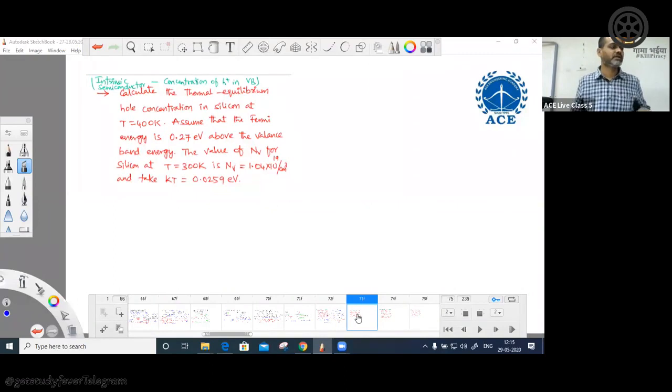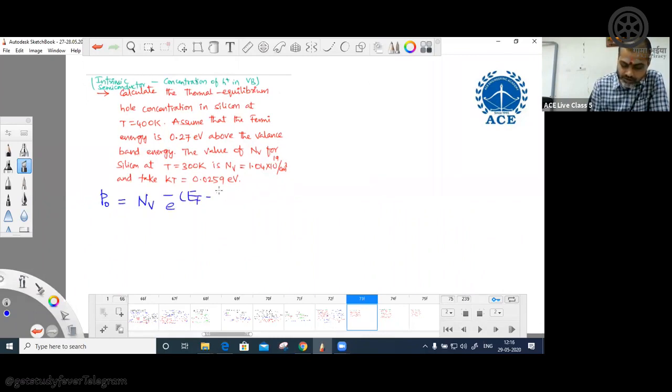So it is related to finding the concentration of holes in the valence band. We know the formula for the concentration of holes. Again it is the equilibrium. Let me write the formula first, and then we'll see what parameters we are going to require. So P naught is equal to what? It is NV e power minus (EF minus EV) by KT. But the temperature at which you have to find it is 400 Kelvin. Please keep it in mind.